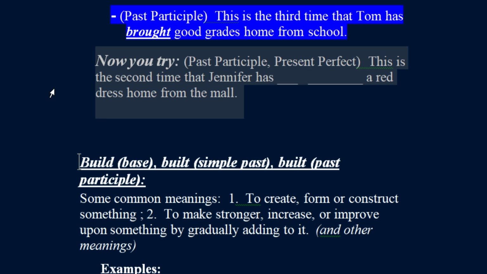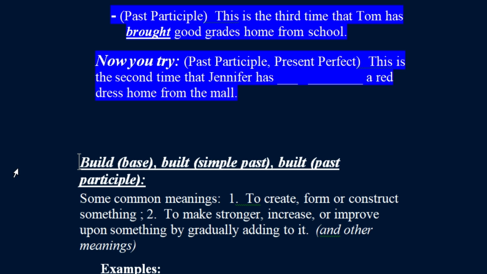Now you try. Past participle. Present perfect. This is the 2nd time that Jennifer has blank a red dress home from the mall. This is the 2nd time that Jennifer has brought a red dress home from the mall.